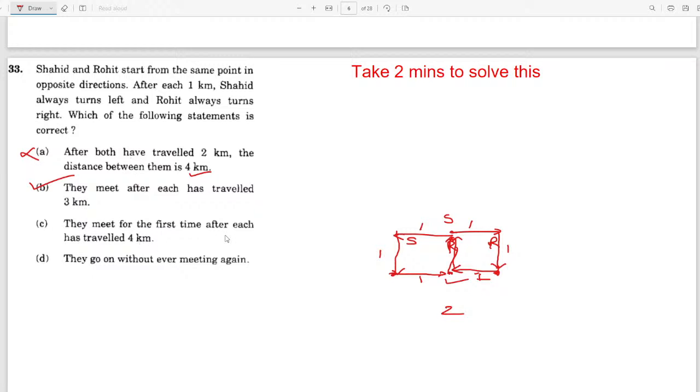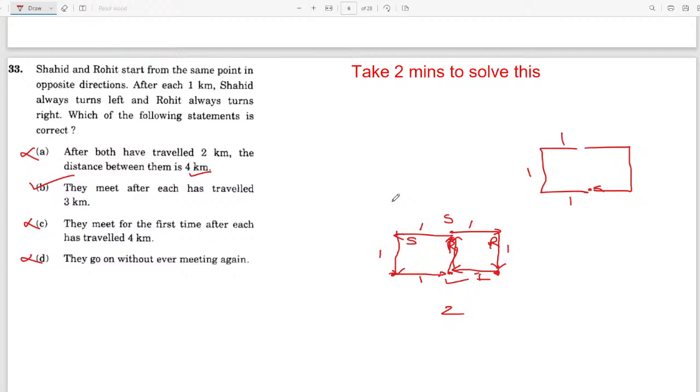They meet for the first time after each has traveled 4 kilometers. No, they meet for the first time when each has traveled 3 kilometers. So like this, and like this. He goes like this, he goes south, and then takes like this. So here they meet. So each travels 1, 1, 1. After 3 kilometers, they meet for the first time. Next: they go on without ever meeting. No, they meet after 3 kilometers. So this is also wrong. The correct option is option B. I hope this is clear.